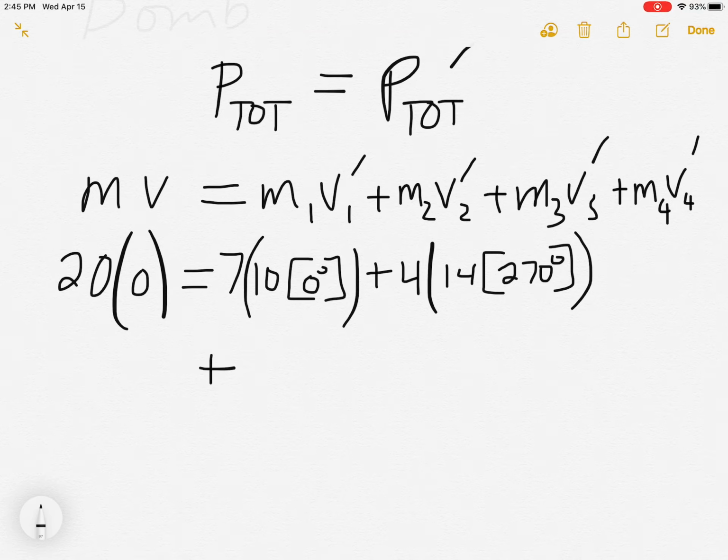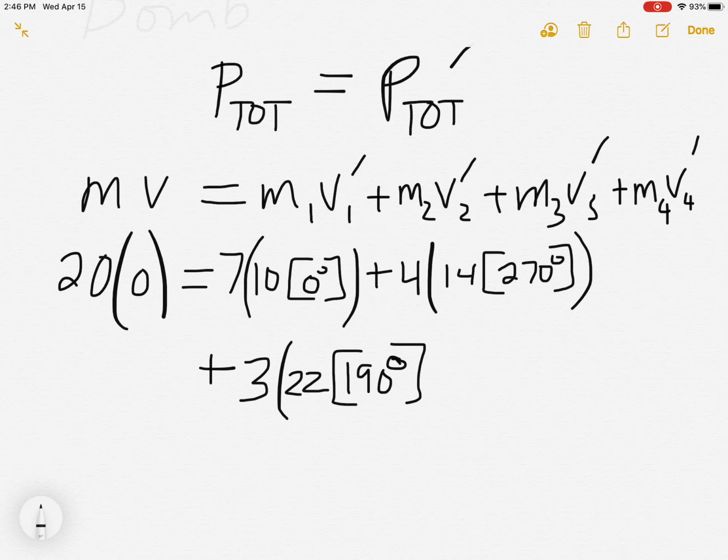Then I have 2 more pieces, which I'll have to go down underneath here because I don't have room. The next piece is a 3 kilogram piece whose velocity is 22, but with a direction of 190 degrees. Right? And then the last piece, well, we can figure out its mass because the total was 20. And over here we see we have 14. We have 7 and 4 and 3. So that's 14. And so if we take that 14 away from the 20, the last piece has to be 6 kilograms. But its velocity is what we're looking for.